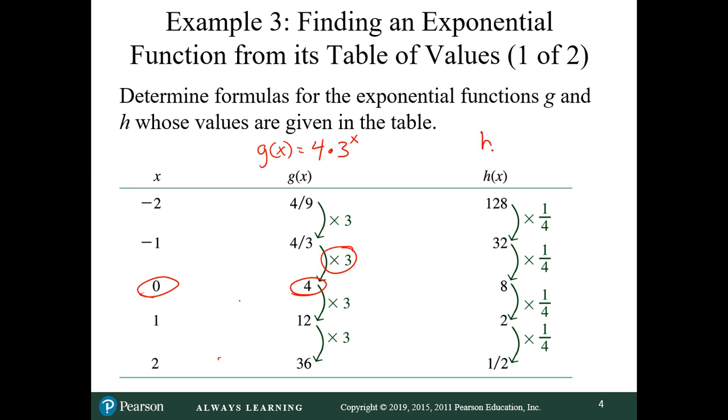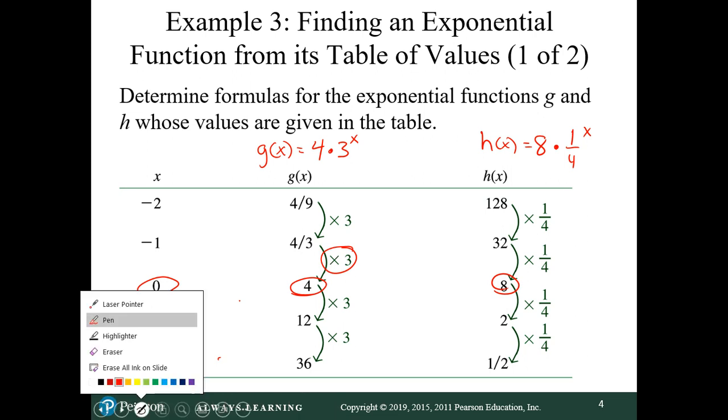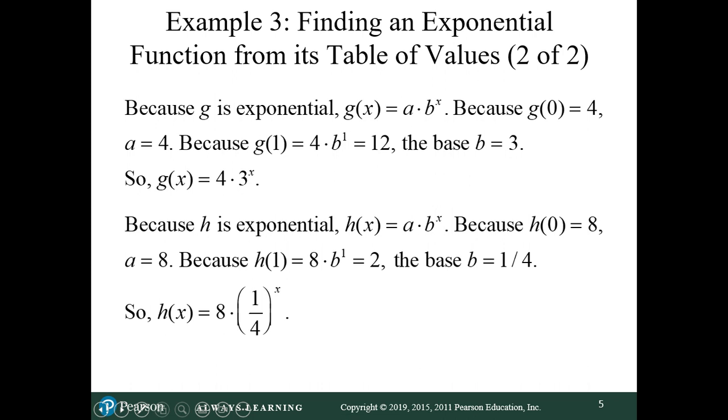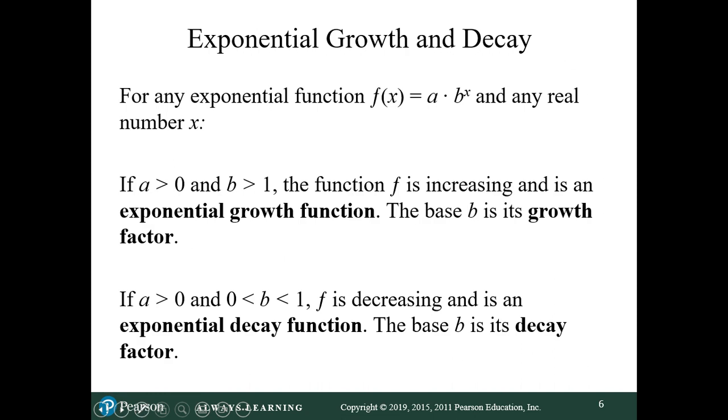h of x, what's our initial value for h of x going to be? 8, because that's where 0 lines up with. And what are we multiplying by each time? 1/4, we're taking that to the x power, okay? So 1/4 to the negative second power is actually a positive 16. 16 times 8 is 128, okay? And that just explains what I just explained, so we're not going to worry about that slide.